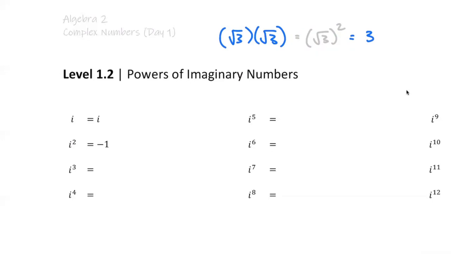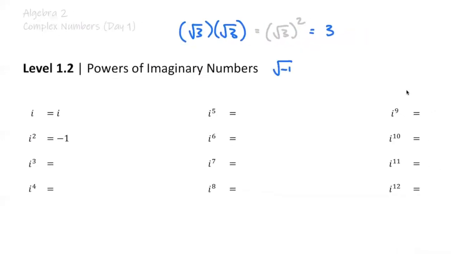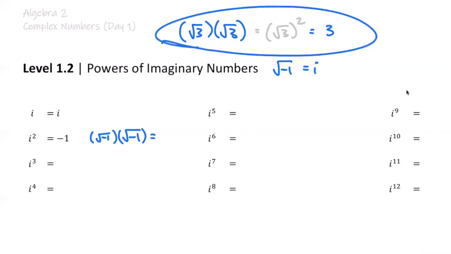Now, what about i squared? Well, we know what i is from the last video, right? We know i is the square root of -1. So when we say i squared, it is essentially saying that we have square root of -1 times square root of -1. Using the understanding that we had from the previous lesson, we can say it is equal to -1. So that's really what it is. It's very straightforward.